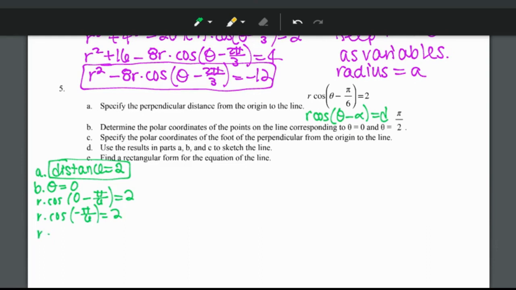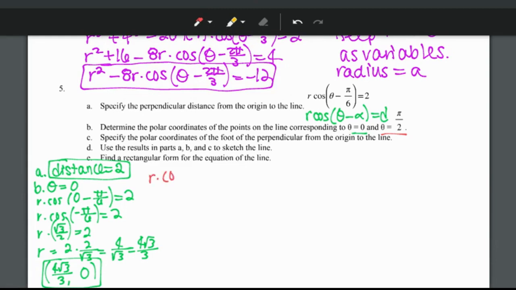So now think to your unit circle, what is the x-coordinate of a point at negative pi over 6? That would be positive square root of 3 over 2. And then we just need to solve for r. So it's 2 times the reciprocal of that, and that gives us 4 over square root of 3, which is equal to 4 square root of 3 over 3. And since it asks you for the ordered pair, it's r comma theta, so we have 4 root 3 over 3, and theta is equal to 0.